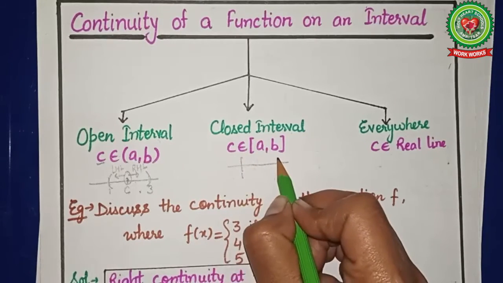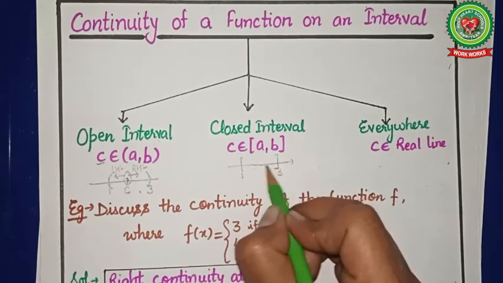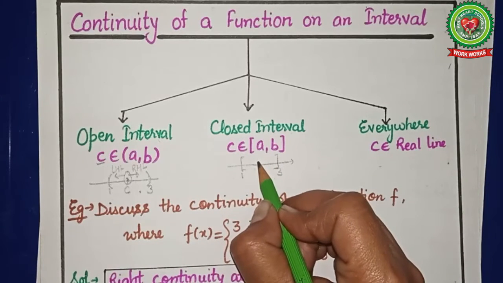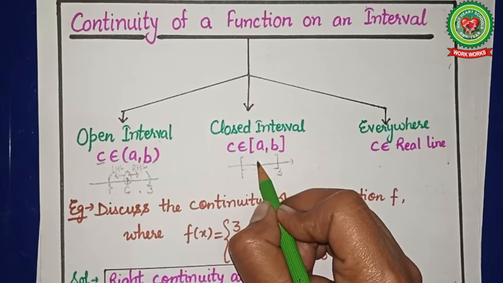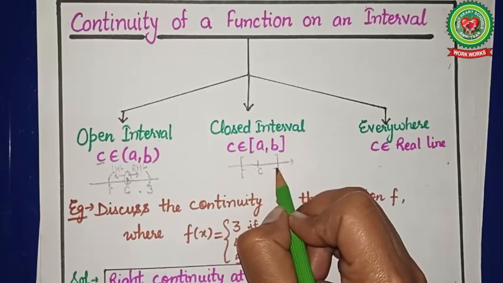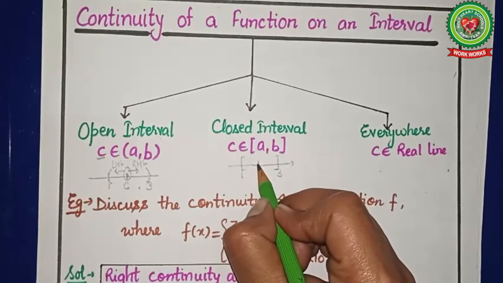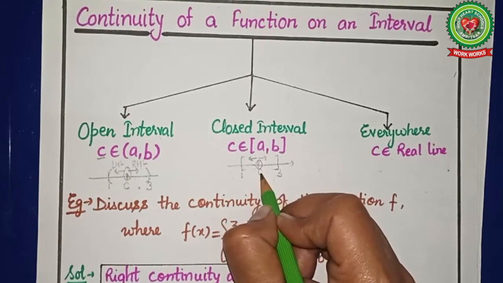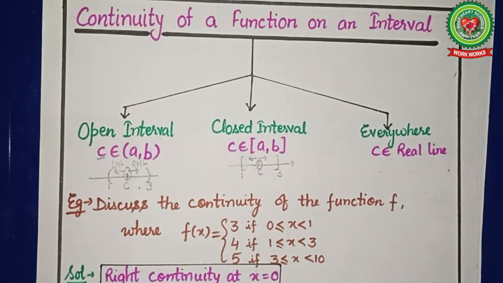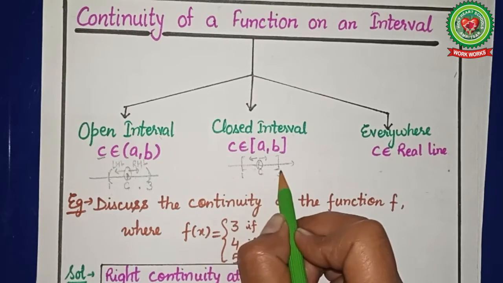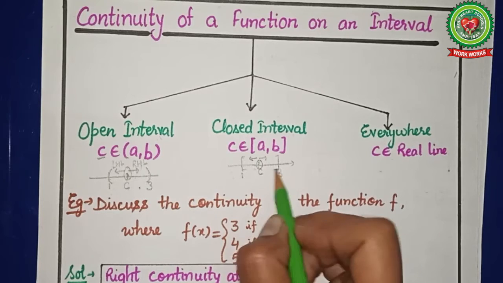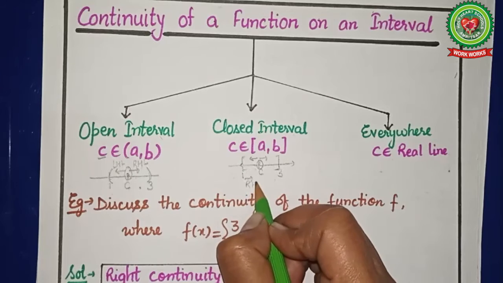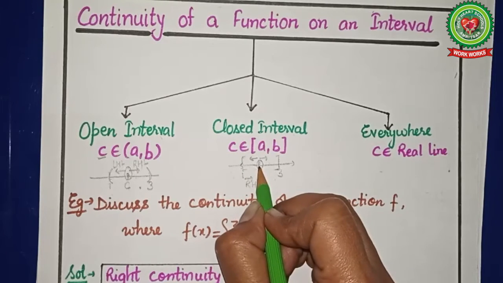Say the interval is [1, 3]. Here the endpoints are also included. Firstly, we will check the continuity of a function at any point c that lies between 1 and 3. For point c, we will check the left hand limit, right hand limit and the value of the function at point c. Now, in the closed interval, as endpoints are included, so at 1 also we will check the right hand limit only, because this part is also included.